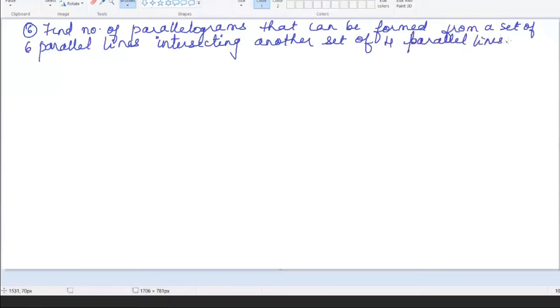What was the formula? Remember, it is mC2 into nC2. So m is our 6, n is our 4. So write the answer directly. When the question asked is find the number of parallelograms, write the formula. It is mC2 into nC2. So therefore that is equal to 6C2 into 4C2. Yes, find this answer quickly and give me the answer.